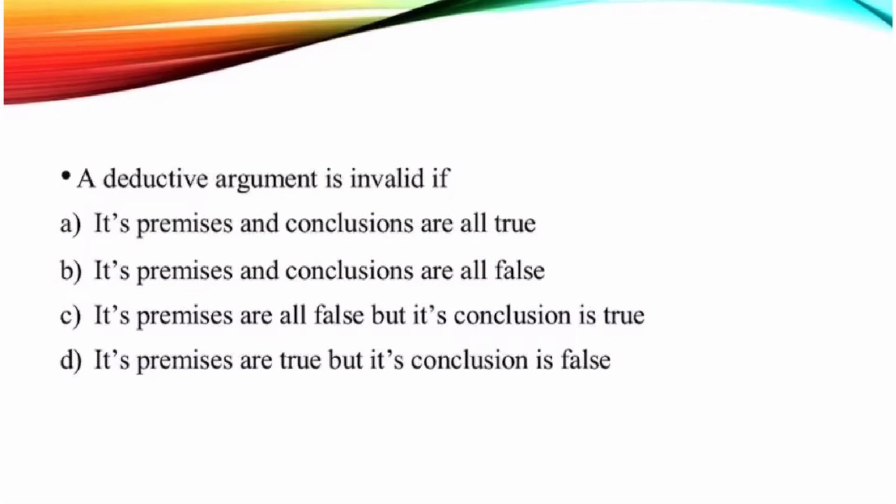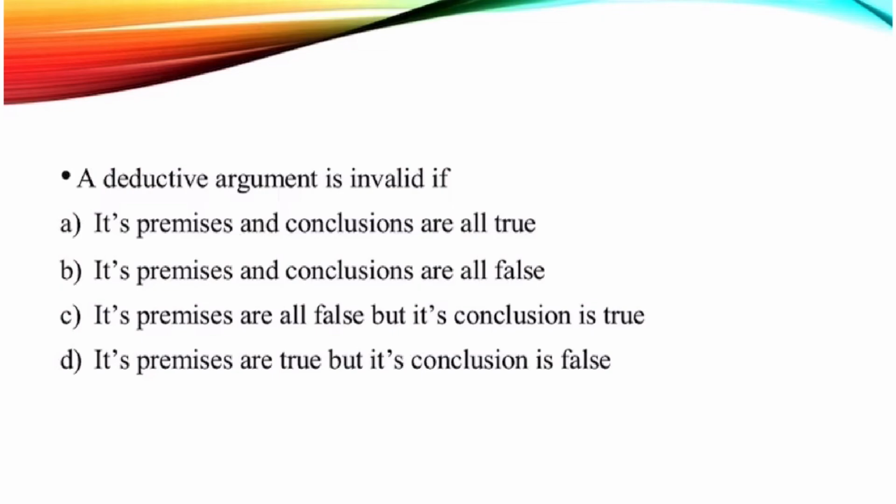Fourth question, a deductive argument is invalid if A, its premises and conclusions are all true. B, its premises and conclusions are all false. C, its premises are all false but its conclusion is true. And D, its premises are true but its conclusion is false.